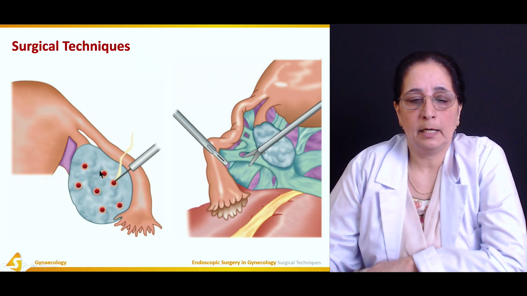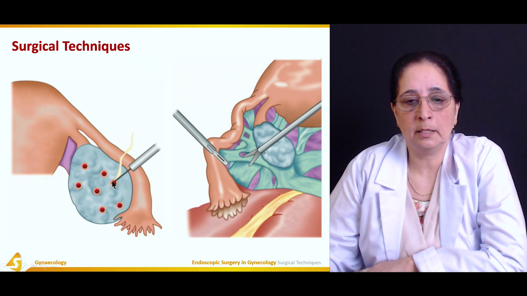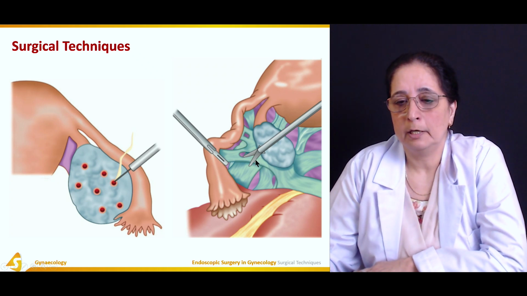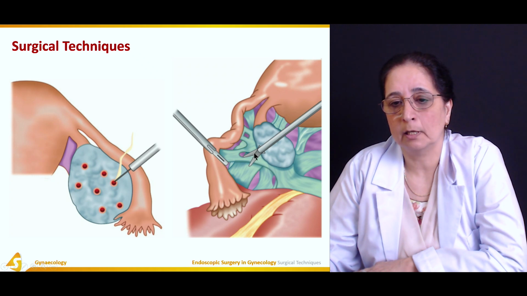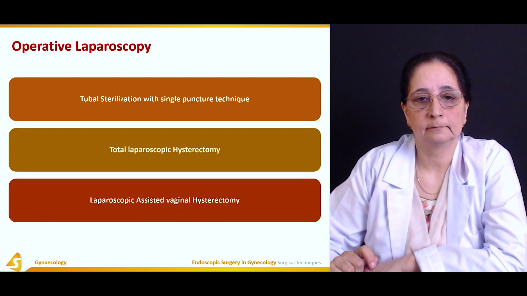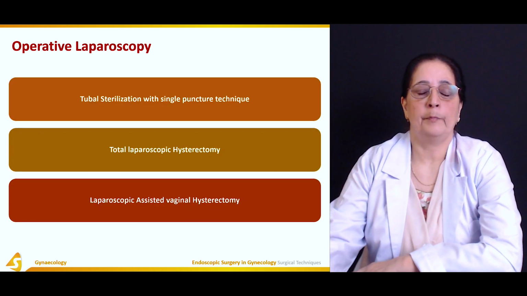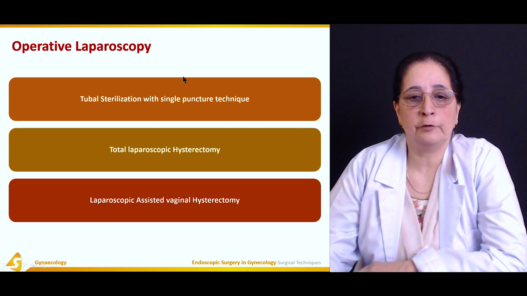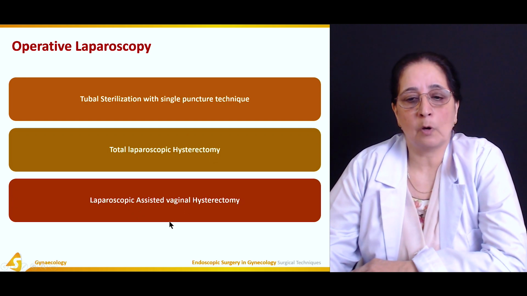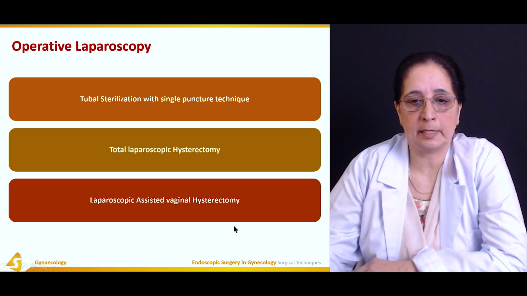So some surgical techniques: this is the burning of the ovarian cyst here. You can see just the diathermy, and in this again, this is the procedure done to remove the adhesions. Adhesions are removed. Then three operative laparoscopy procedures are done. First is tubal sterilization with single puncture technique, then total laparoscopic hysterectomy, and third is laparoscopic assisted vaginal hysterectomy.